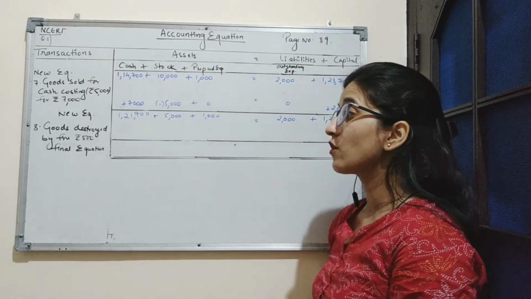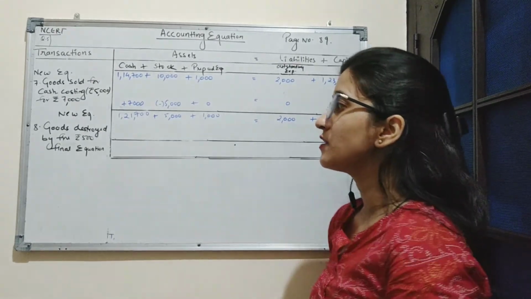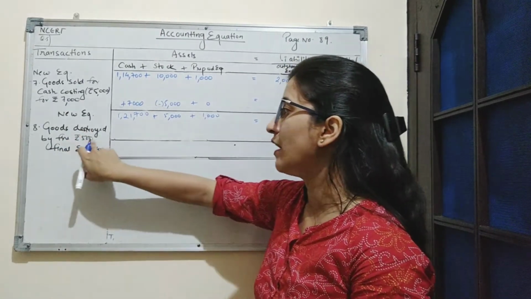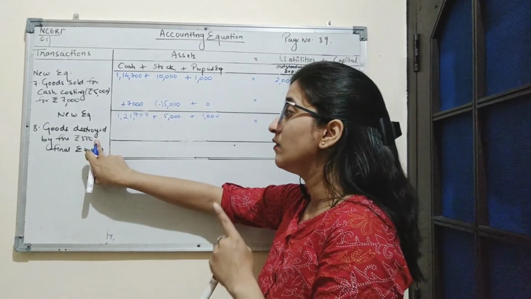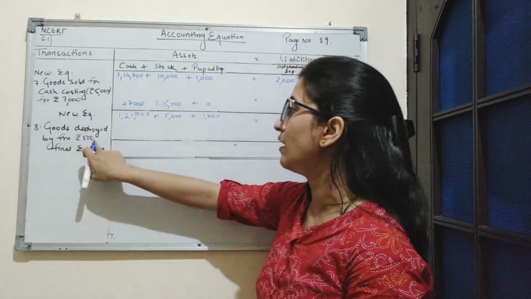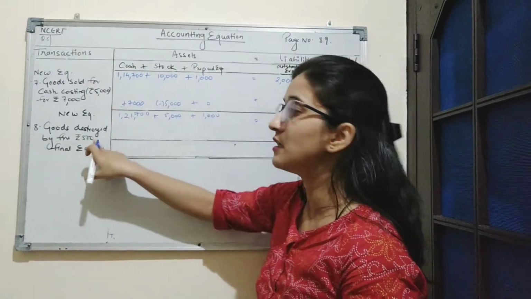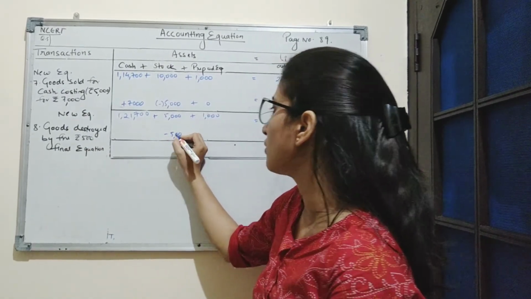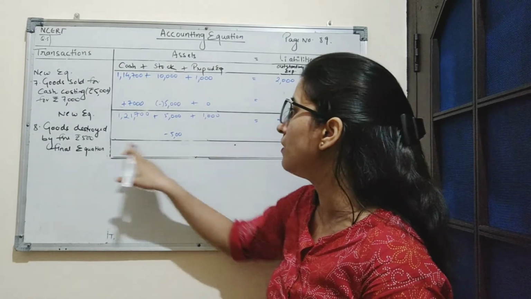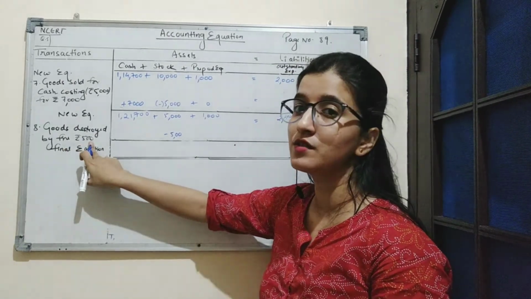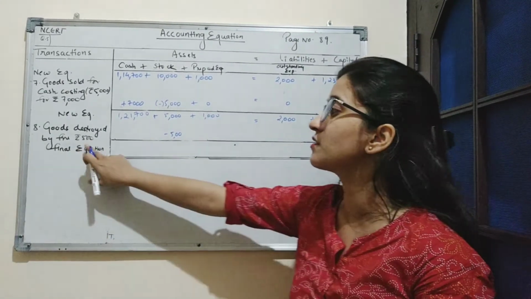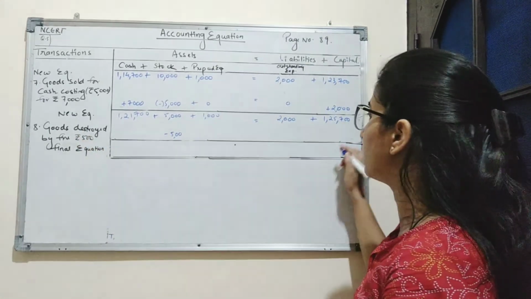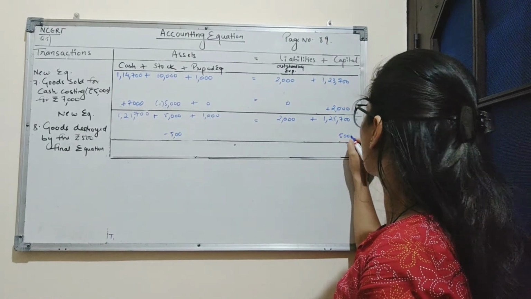Now the last transaction is goods destroyed by fire rupees 500. Now goods have been destroyed by fire, which means there is a loss of rupees 500, and goods of 500 have also been destroyed. That means we will reduce the amount of 500 from stock column because these goods have been destroyed. So reducing 500 from stock column, and at the same time we will reduce this amount from capital also because this is a loss for the business, and loss is always deducted from the capital.